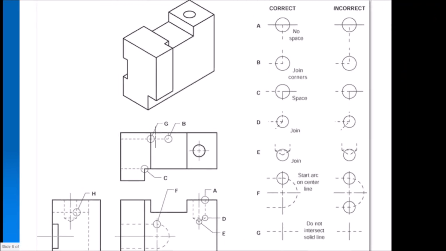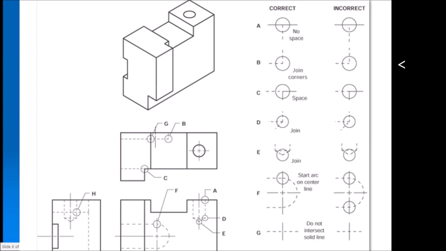You will see a little circle around B. Here's B, and here's what it looks like blown up. This is how we join corners of hidden lines. They touch, okay? This is how you don't do it. The hidden lines don't touch, so they just ignore the circle there.